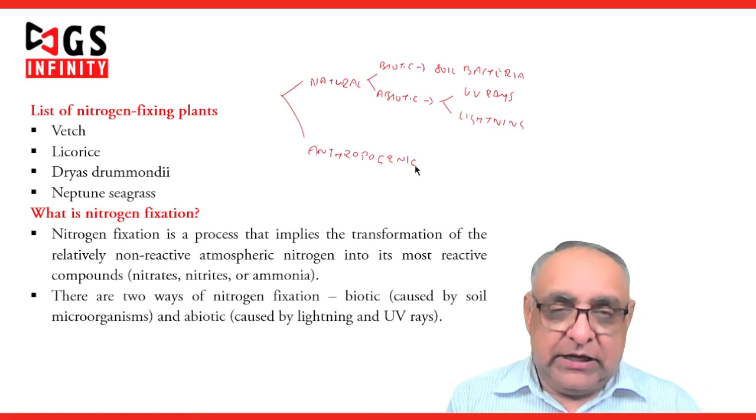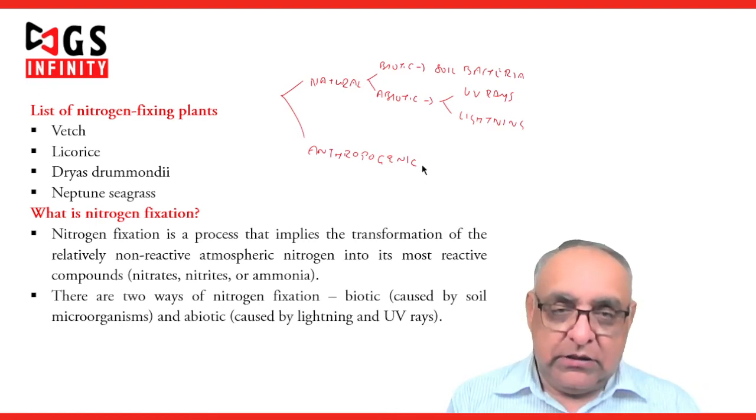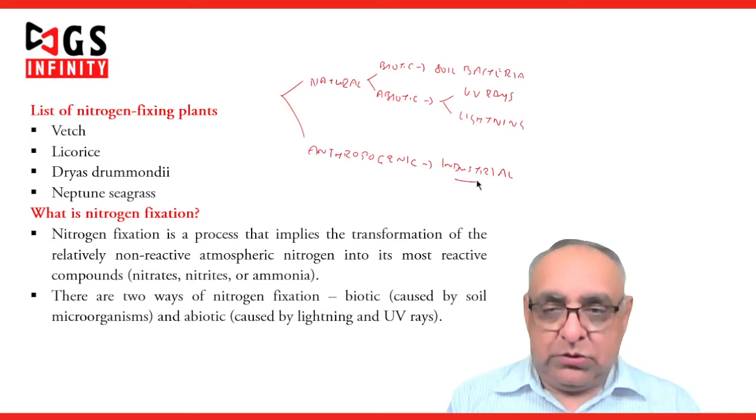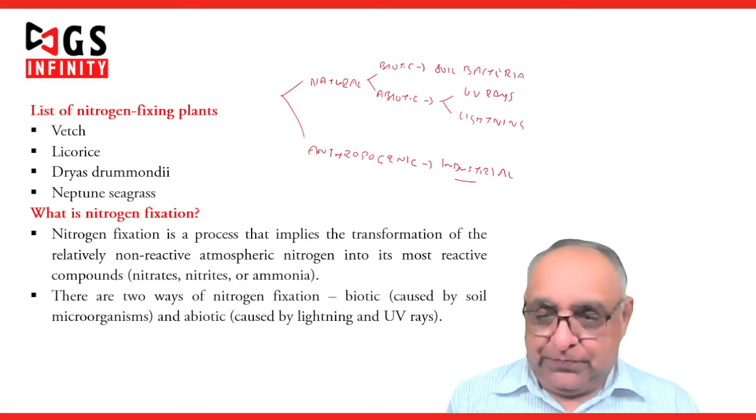As far as the anthropogenic method of nitrogen fixation is concerned, this is the industrial way of conversion of nitrogen into ammonia. So this is how the nitrogen is fixed.